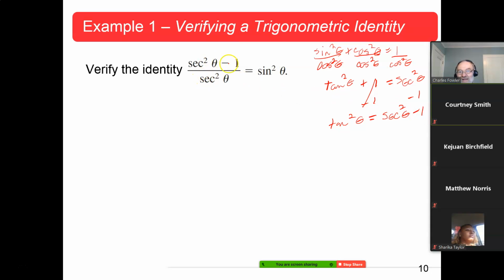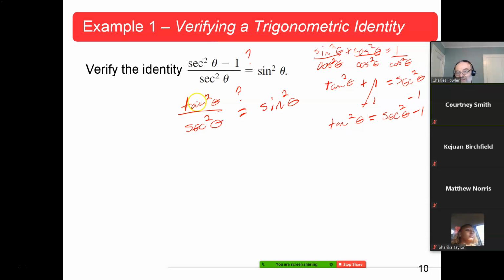That's exactly what we've got here. So let's put that in its place. That would be tangent squared theta over secant squared theta. And that is supposedly, and this again, I usually put the question mark here, supposed to be equal to sine squared theta. We don't know that it is. That's what we're trying to show.